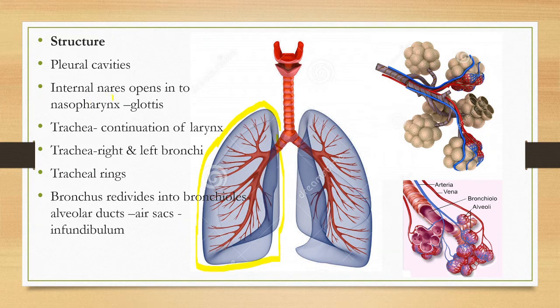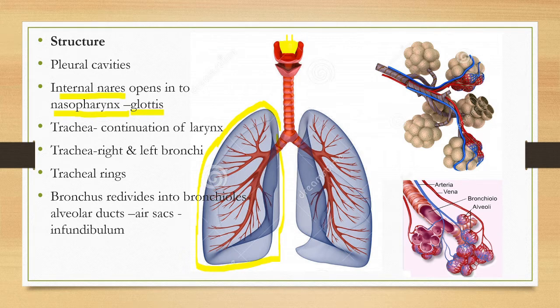The internal nares open into the nasopharynx and then into the glottis. So there are external nostrils through which the air enters, and the air enters into the nasopharynx through the internal nostrils or internal nares. So this is the nasopharynx. This is the opening of the glottis, which is normally covered by an epiglottis.